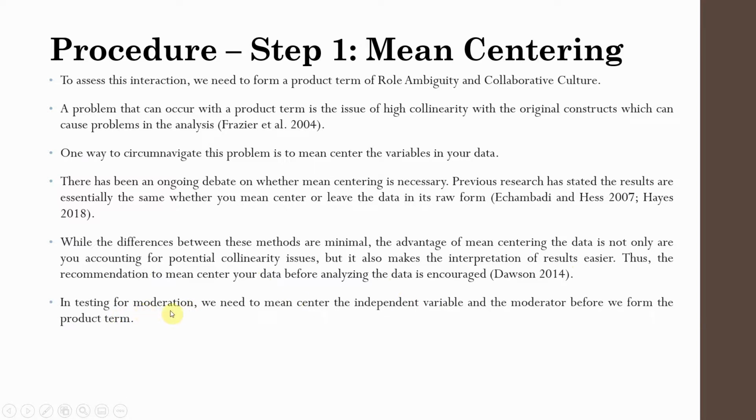Now, in testing for moderation, we need to mean center the independent variable and the moderator before we form the product term. So, you need to mean center both your independent and moderator before you create your product term.